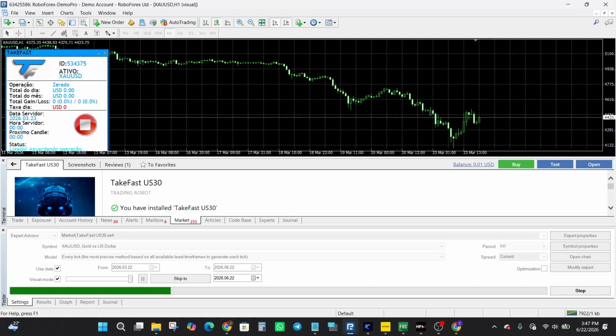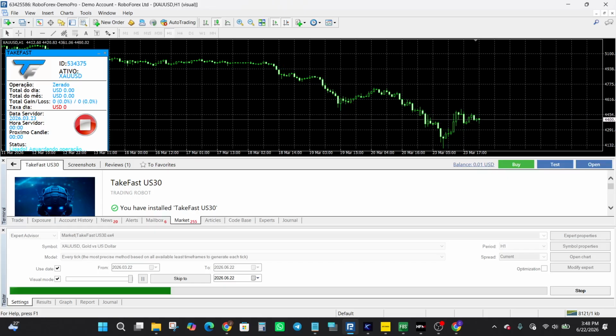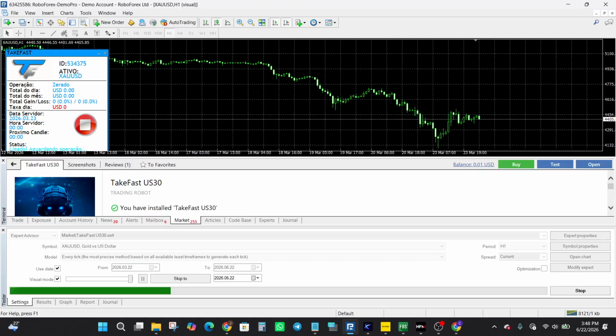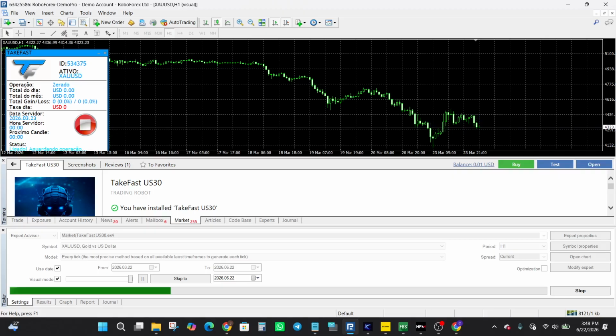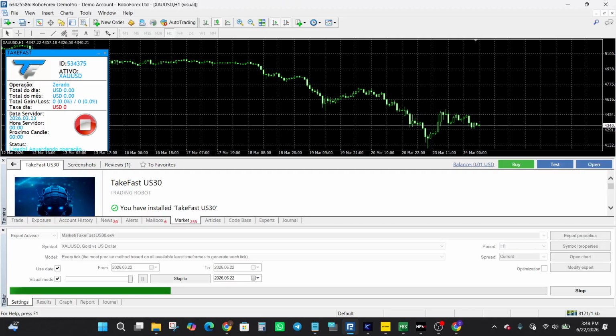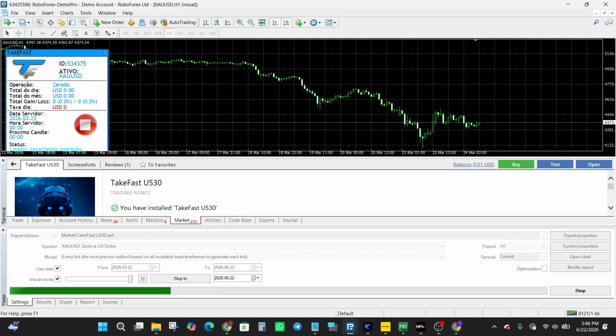Overall, the TakeFast US30 EA for MT4 is presented as an artificial intelligence driven trading system that combines LSTM neural network technology with traditional technical analysis data. While the marketplace page provides limited details regarding trading parameters and operational settings, it does clearly emphasize the use of machine learning techniques as the core components of the EA's decision making framework. As always, I recommend conducting your own testing and evaluation before considering live deployment so you can determine whether the EA aligns with your trading goals and risk preferences.